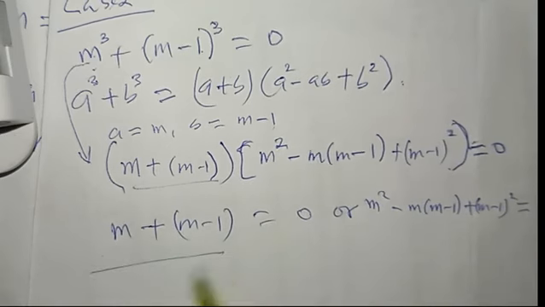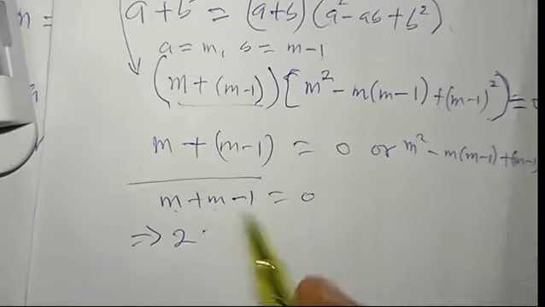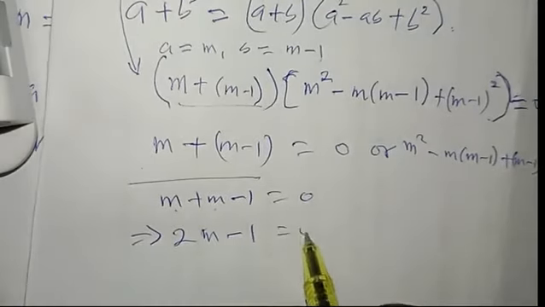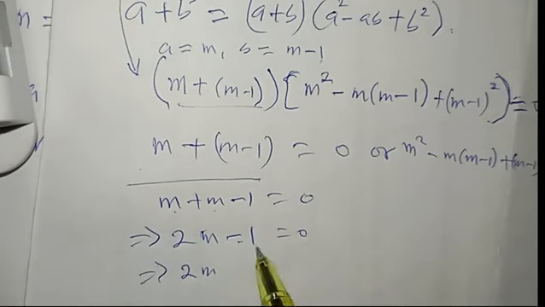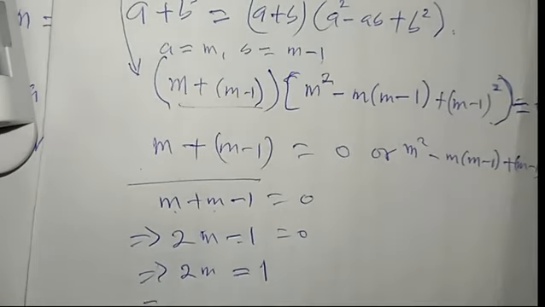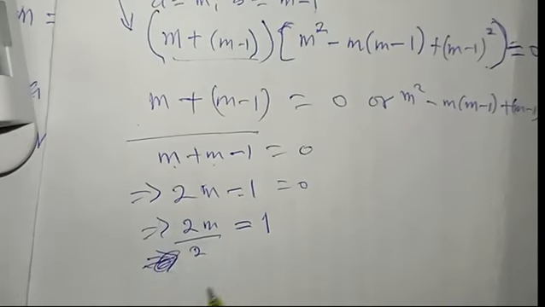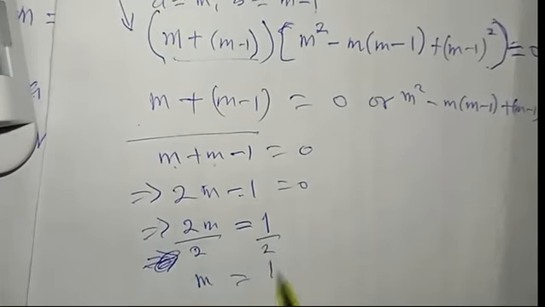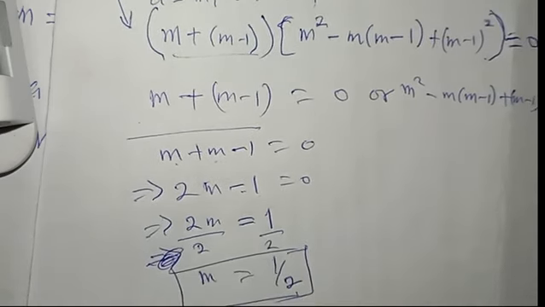I'm going to solve this one first. If I open this bracket, I have m plus m minus 1 is equal to 0, which implies 2m minus 1 is equal to 0. Taking this minus 1 to the right hand side, I have 2m is equal to 1. And of course, dividing through by 2 gives us the fact that m is equal to 1 over 2.